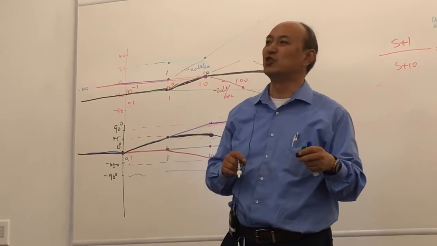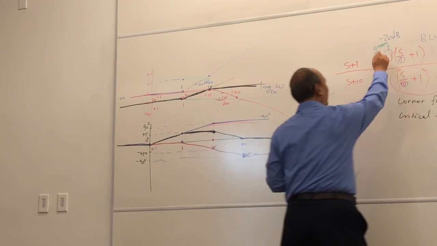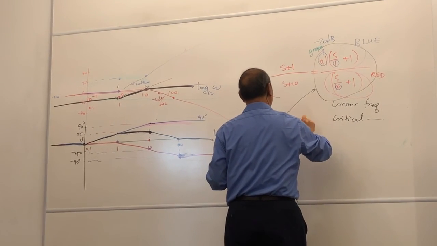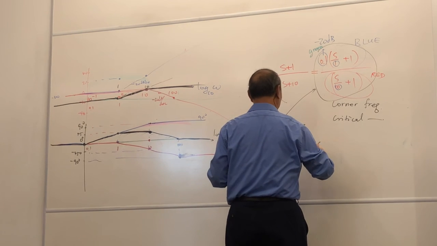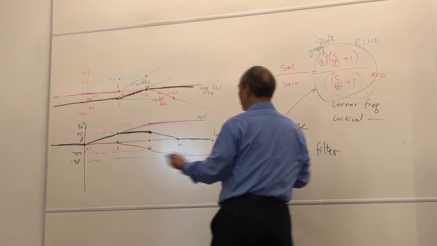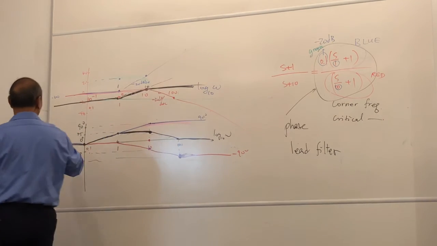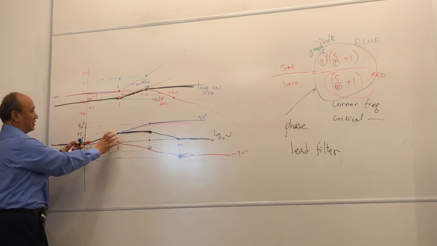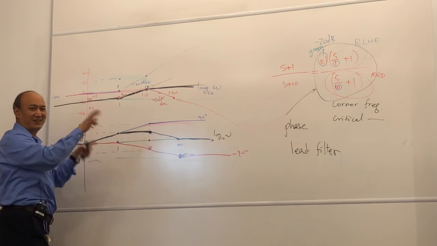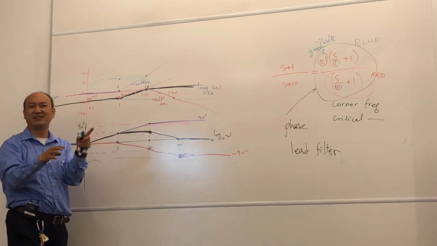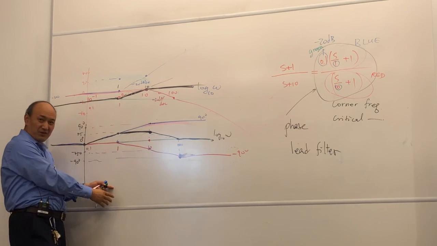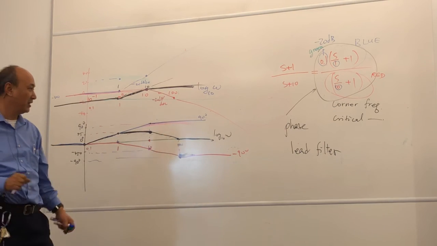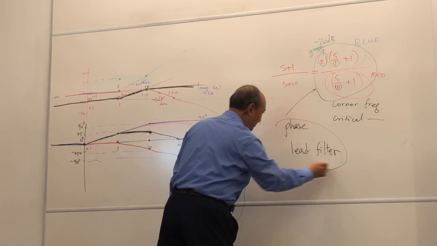Okay, phase lead filter. So I can call this guy a phase lead filter, because when you pass the signal through this filter, its phase will get a little bit of positive shift, right? It will never become negative. It just always phase leads. Okay, it's called phase lead.